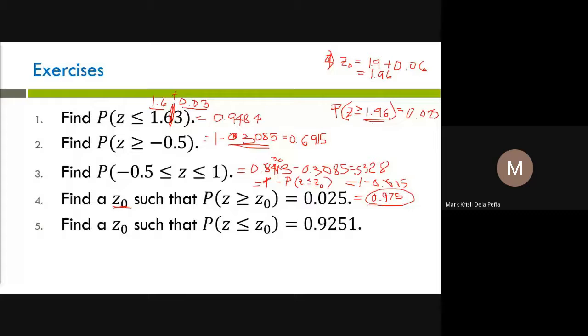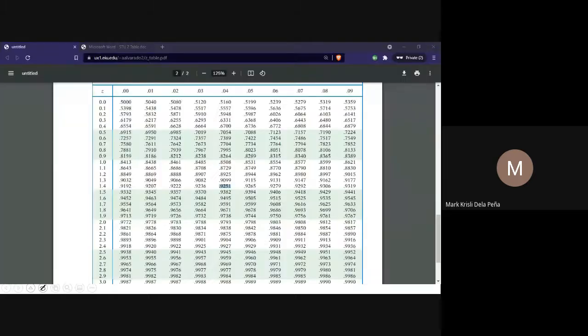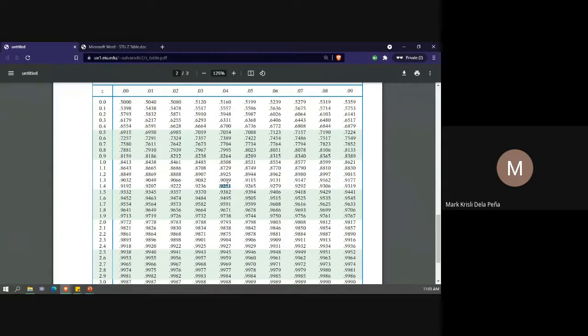So we have 1.4 plus 0.04, which means our z₀ is 1.44. I'll be rechecking, okay, 0.9251. That's 1.4 plus 0.04, that's 1.44.